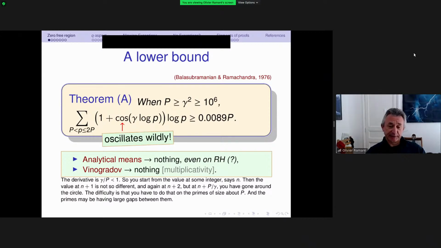The second thing that you may say is, since analytic means are not going to work, maybe you can use bilinear form techniques, Vinogradov's methods. But that's not going to work, because cos(gamma log p) is essentially the exponential e^(i gamma log p), so it's essentially p to the i gamma, and it's multiplicative in p. So bilinear sums are not going to work. But I'll show you how easy it is to prove this one.